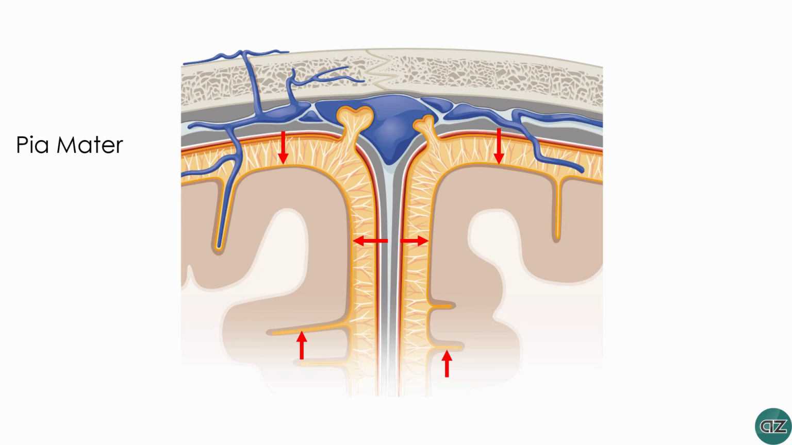As a point of terminology, you may hear these two inner layers, the arachnoid mater and the pia mater, referred to as leptomeninges, which is Greek for thin membranes. The converse term for the dura mater is pachymeninges. So that completes this tutorial on the meninges of the brain.